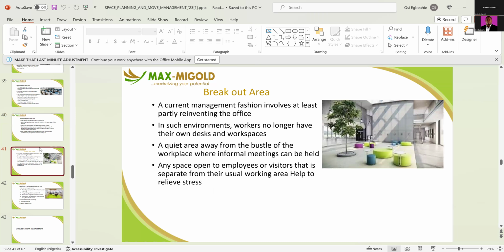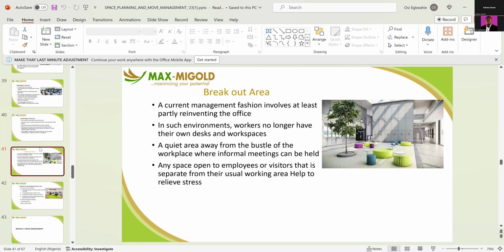Breakout spaces. A current management fashion involves at least partially reinventing the office spaces. In such environments, workers no longer have their own desks or workspaces.